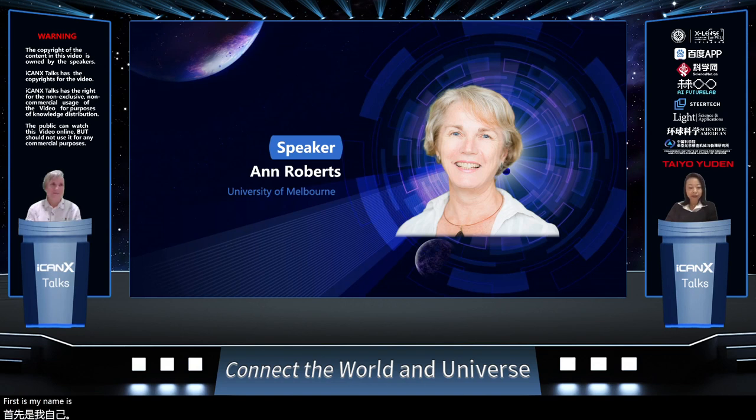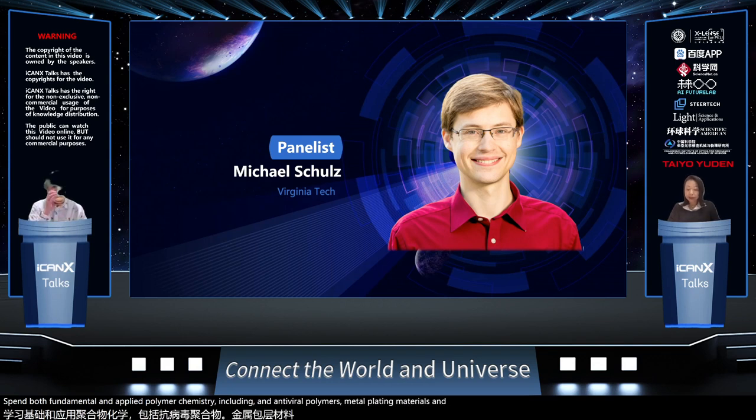First is Michael Scholes. Professor Michael Scholes is an assistant professor in the Department of Chemistry at Virginia Tech. He received his PhD in 2014 in organic and polymer chemistry and a master's degree in pharmaceutical science at the University of Florida under the supervision of Professor Ken Wagner. After conducting research at Max Planck Institute for Polymer Research as a Fulbright Scholar in the group of Professor Klaus Mullen, he was a postdoc scholar in the group of Professor Robert Grubbs at Caltech. Michael began his independent research career at Virginia Tech in 2017. His diverse research interests span both fundamental and applied polymer chemistry, including antiviral polymers, metal chelating materials, and polymer sequestrants.